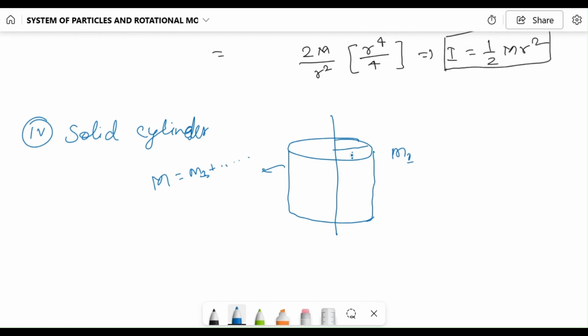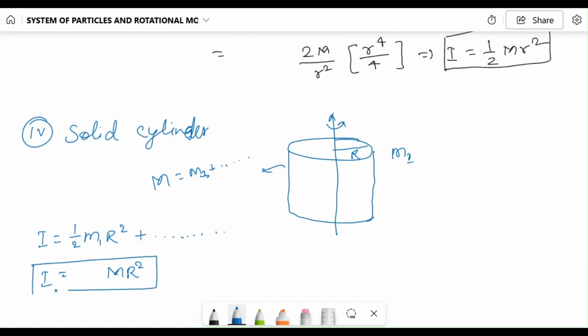If it has radius capital R, we can write its moment of inertia about this axis as 1 by 2 m1 r square plus up to the nth term, 1 by 2 mn r square, and it will ultimately be 1 by 2 m r square, where m is the total mass. So ultimately this solid cylinder has moment of inertia of 1 by 2 m r square, where m is its mass and r is its radius.